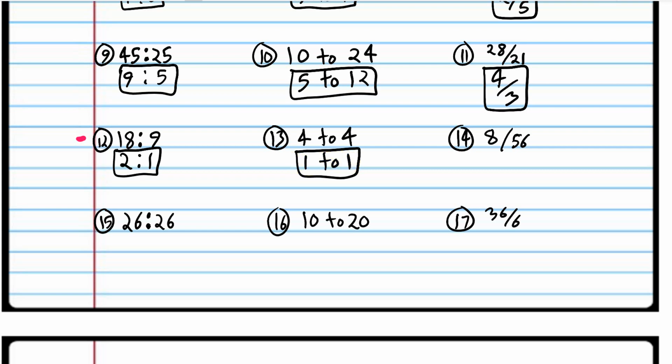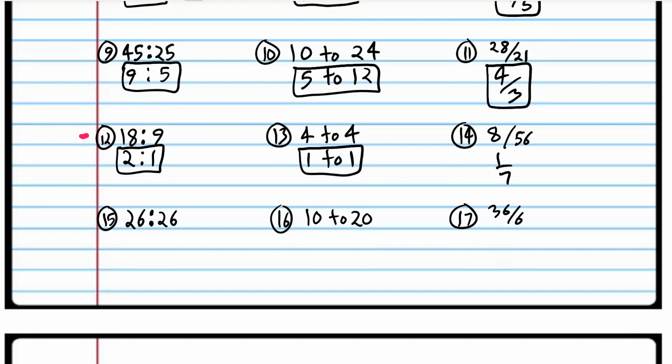Number 14, divide both numbers by 8 and you get 1 over 7. So that's the ratio in lowest terms. Now you try number 15, and when you come back, we'll do it together.